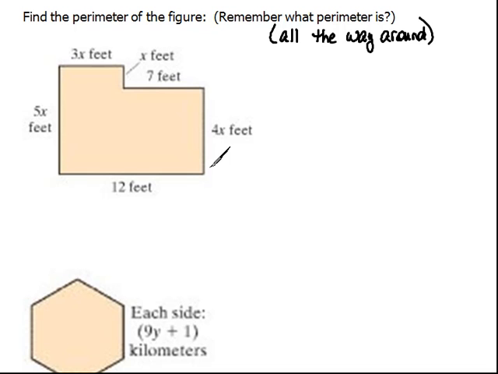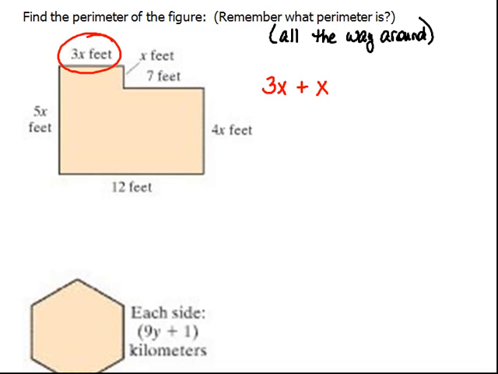Think about all those cop shows and stuff that say maintain the perimeter, meaning maintain all the way around something, whether that be a square figure or whatever. Okay, we're going to begin here at this 3x feet side, and I'm going to move all the way around clockwise, adding up each one of the sides.